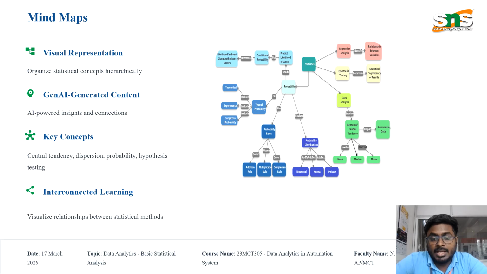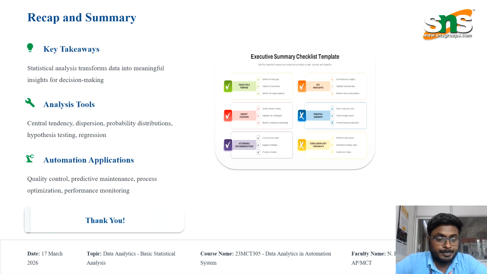So let us quickly recap the key takeaways. Statistical analysis is the bridge between raw data and meaningful business or engineering decisions. Today we covered types of data, mean, median, mode, range, variance, standard deviation, normal and binomial distribution, the empirical rule, hypothesis testing and p-value, correlation, and regression.